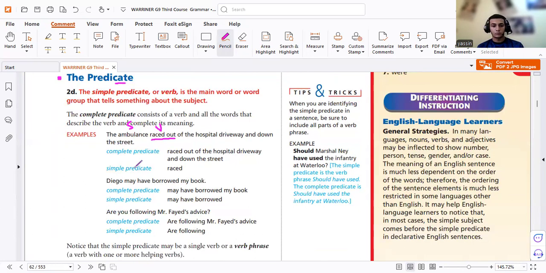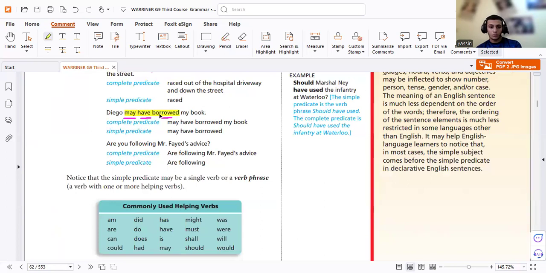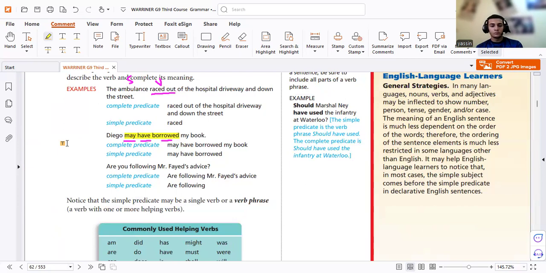Again, what is the verb in this sentence? We have three verbs. In English, we call it a verb phrase. But how can you have three? We can have helping verbs, as you see. The last one is the main verb, and the rest are helping verbs. Why are they called helping verbs? Because they help us. May tells me it's a possibility of action. Have tells me it's past. Like that, we have three.